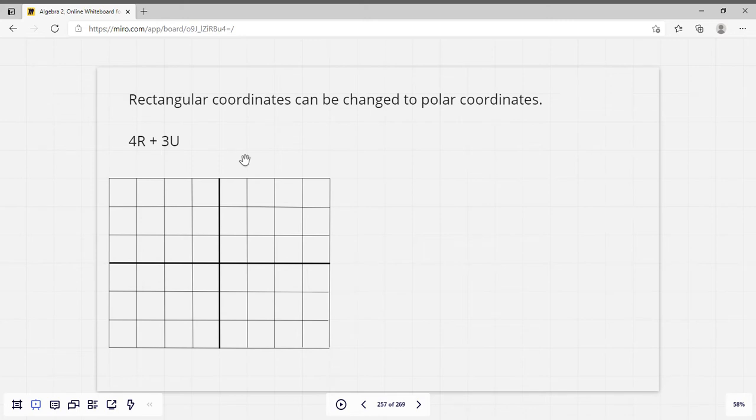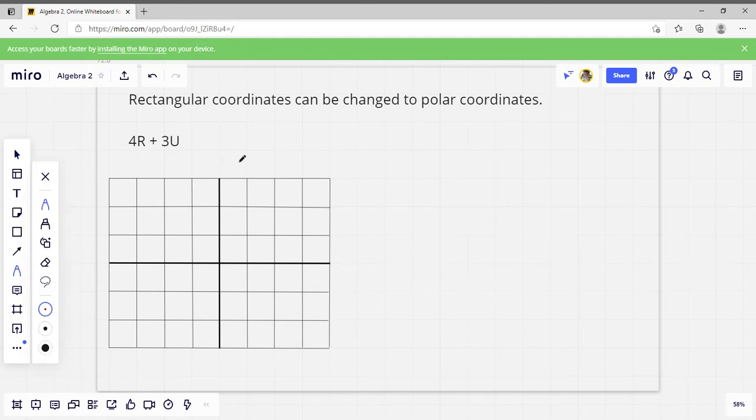So we've got 4 right, 3 up. Easy, so we're going to go 4 to the right, 1, 2, 3, 4, up 3, 1, 2, 3, it's right there. Then we're going to draw a line from there to there, and figure out what that is. So this is 4, and this is 3. A squared plus b squared equals c squared. This is actually a Pythagorean triplet. That one's going to be 5.